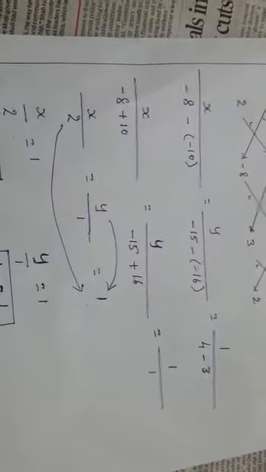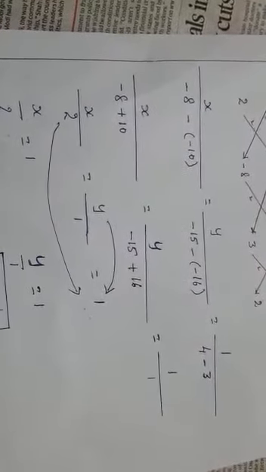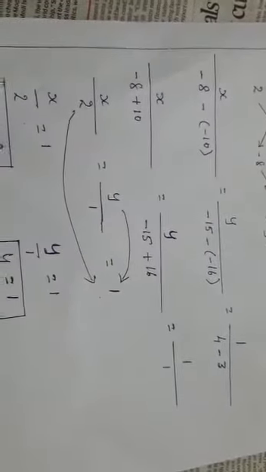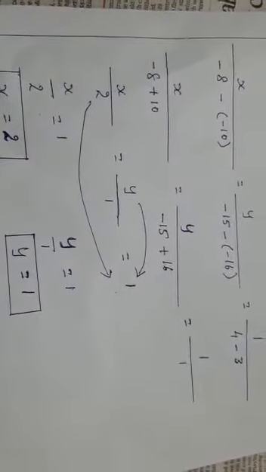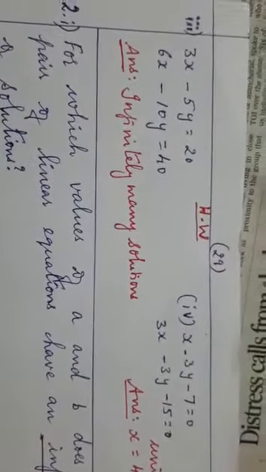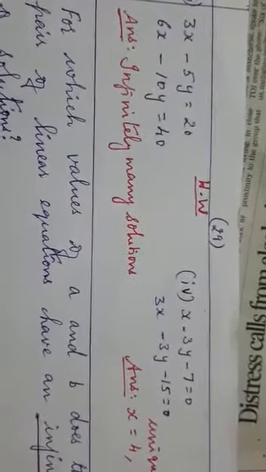We have to equate the x value with the constant term. The constant here is 1. So x by 2 is equal to 1, x is equal to 2, y by 1 is equal to 1, y is equal to 1. The next two sums are for homework. The answer is also given, you can check.